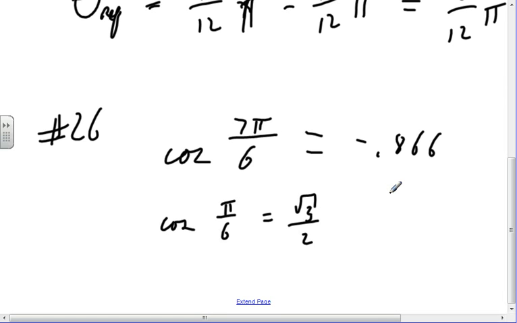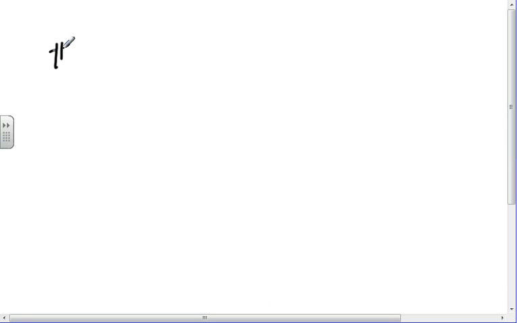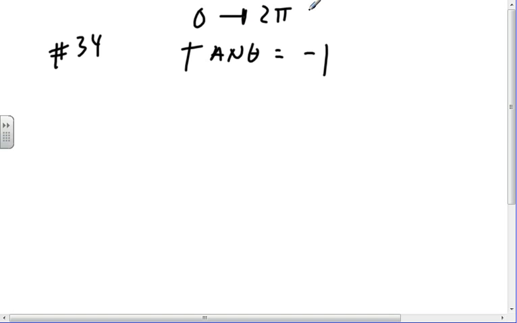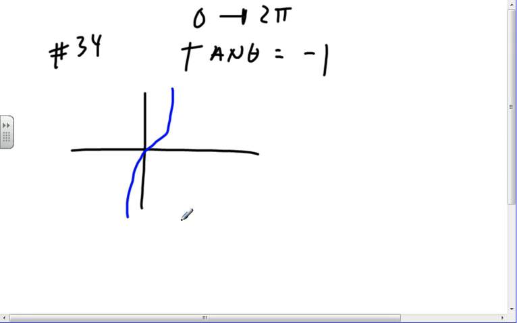All right, we'll do 34. Number 34. The tangent of theta is minus 1, and I'm going between 0 and 2 pi. And I want my theta to be in radians. Well, I can want all I want, but okay. So anyway, I've got my tangent curve. It looks something like this.